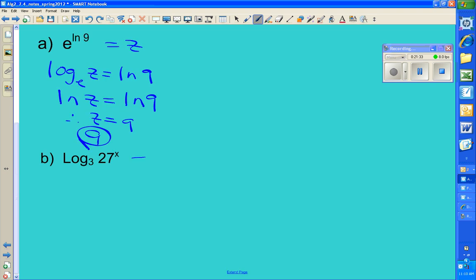The second one, again, if you let it equal z, how would this look when you switch it to exponential form? What would this become in exponential form? 3 to the power of z equals 27 to the x.